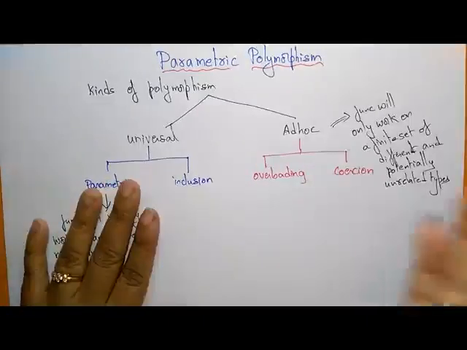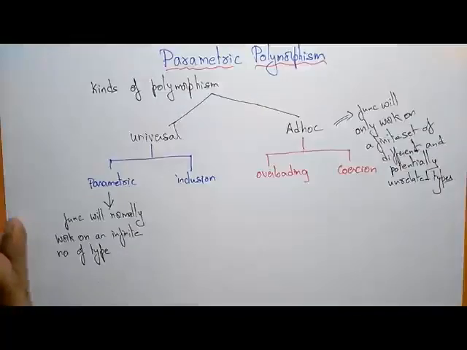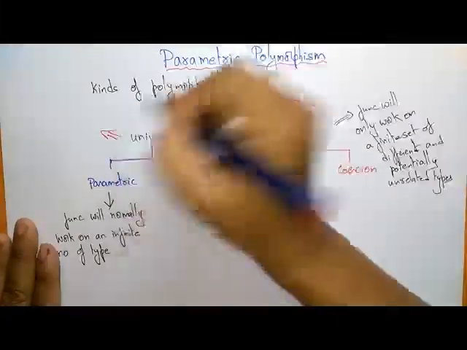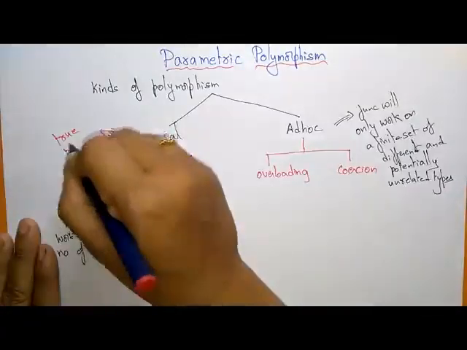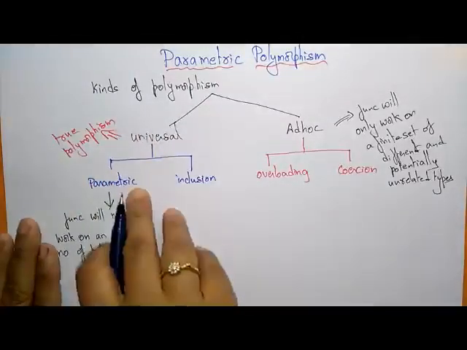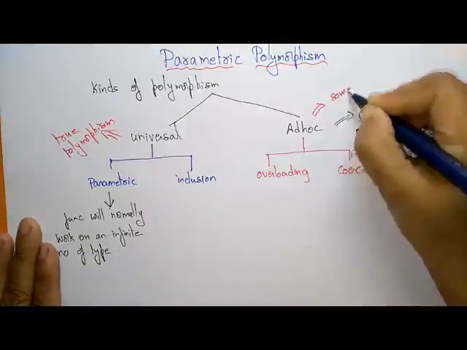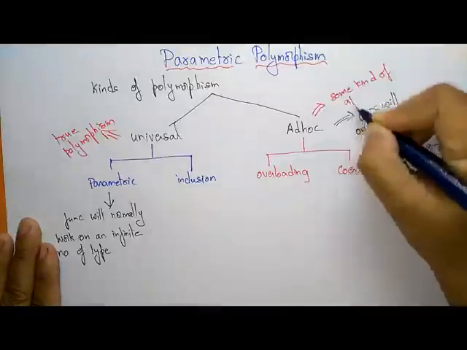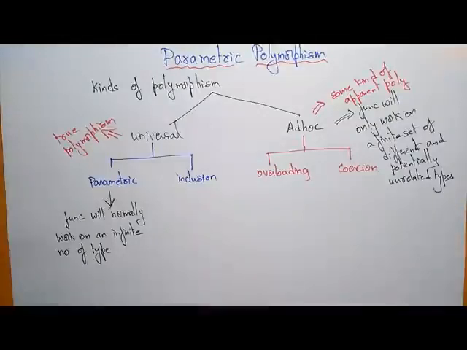So one is universal and another is ad hoc. Universal polymorphism is considered a true polymorphism, whereas ad hoc polymorphism is some kind of apparent polymorphism. So these are just the different kinds of polymorphism I am describing, that is universal and ad hoc.